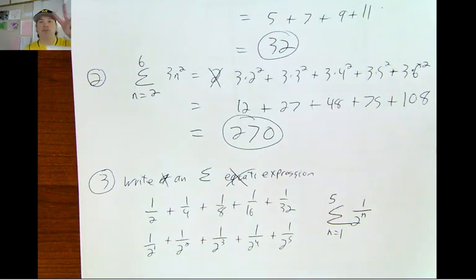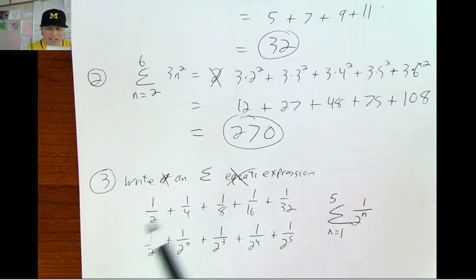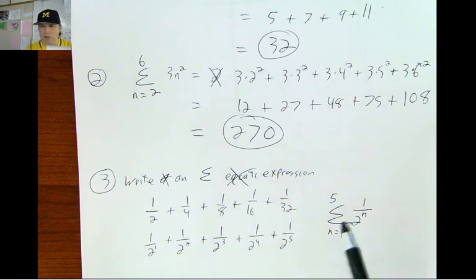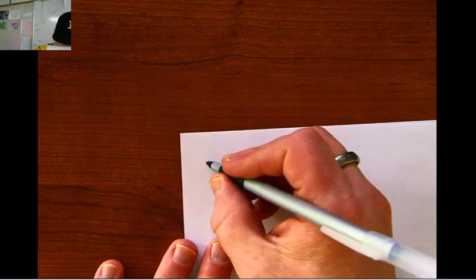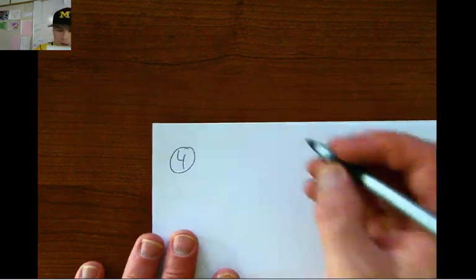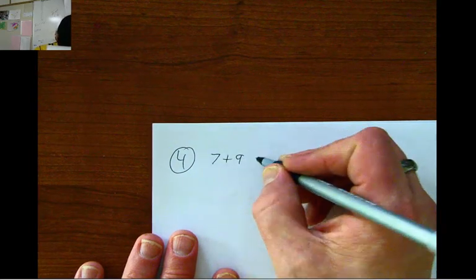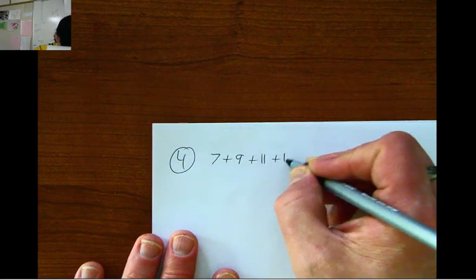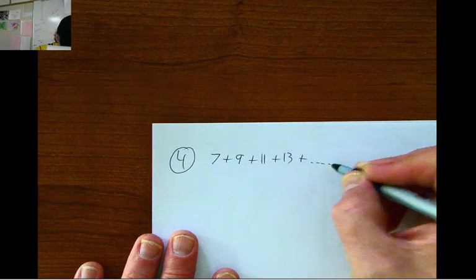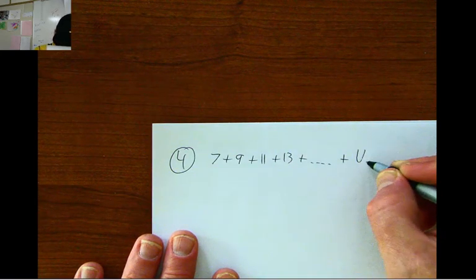All right, I have 2 more examples. This is an example where it's not arithmetic or geometric, so you kind of got to common sense your way to an answer. The last 2 are arithmetic or geometric, at least I think they are. Example 4, let's say that I have 7 plus 9 plus 11 plus 13 plus yada yada yada plus u18.